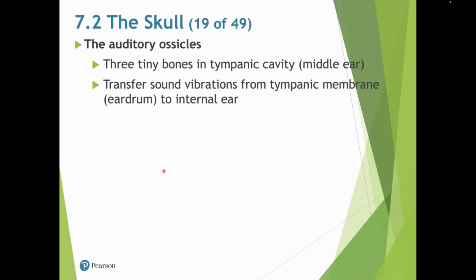So moving into those auditory ossicles, you have 3 tiny bones in that tympanic cavity, which is the inner ear. It's going to help to transfer sound vibrations from the tympanic membrane, the eardrum, to that inner ear.